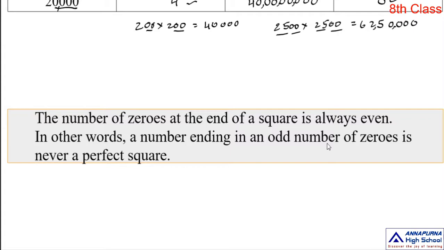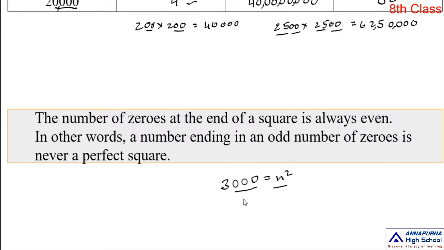For example, if you take the number 3000, can you say it is a perfect square number? Perfect square number means, can you express this number as the square of another natural number, equal to n square? Can you find anything? No, it's not possible. Why? Because the number ends with an odd number of zeros. So it is not a perfect square number.